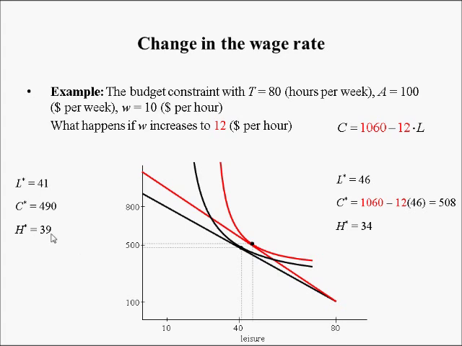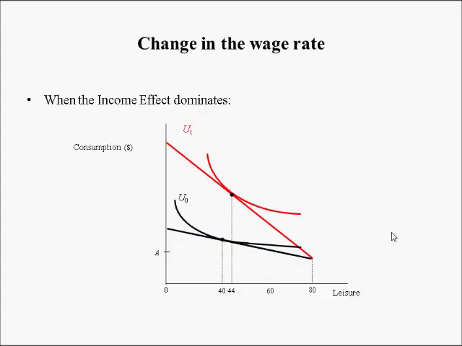So this person, when the wage went up, actually worked less. They went from 39 hours of work each week to 34 hours of work each week. And why is that? Well, the income effect dominates the substitution effect. And we're going to graph this again in the future.